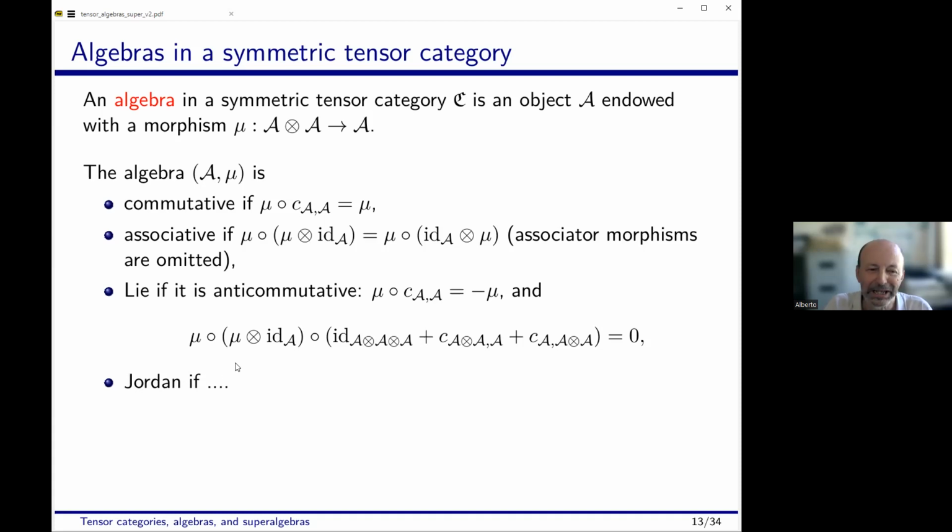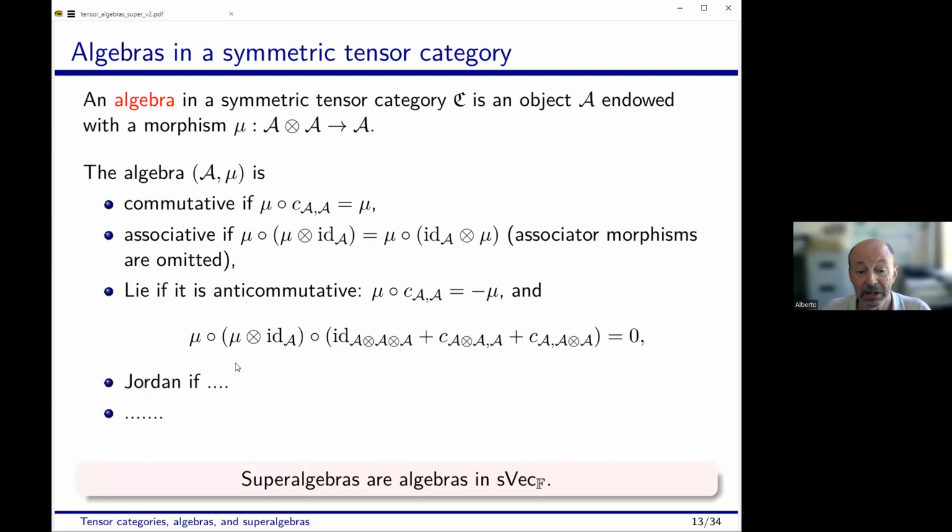If the characteristic is not 2, then we can linearize the identities defining Jordan algebras, and then you can define Jordan algebras in a symmetric tensor category, and you can do the same with any other variety of algebras. In particular, superalgebras are just algebras in the category of supervector spaces. So this is the setting in which things are working.